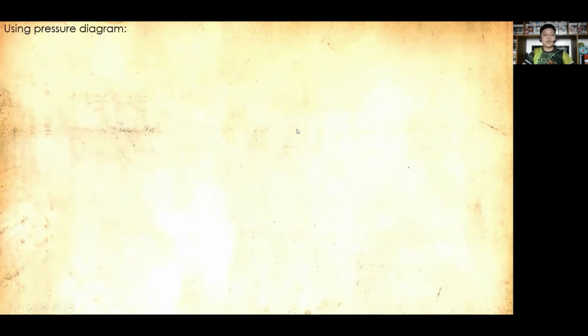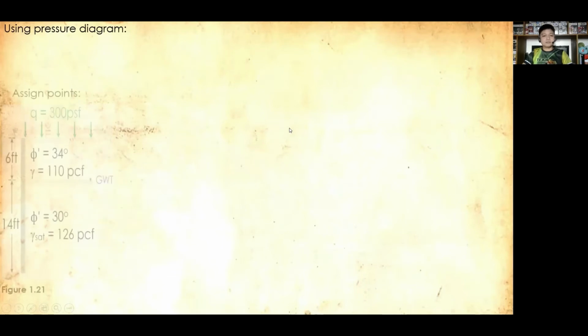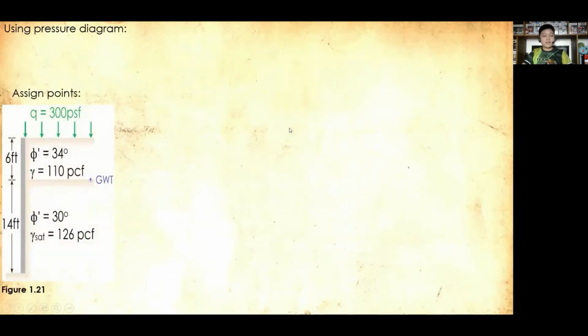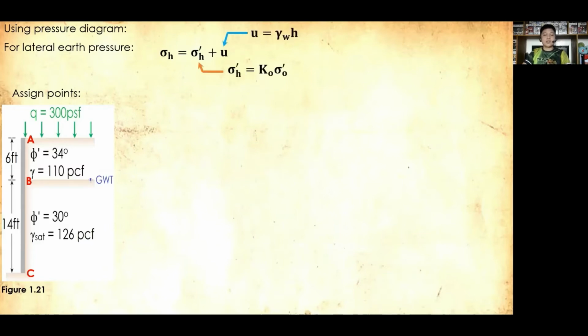Okay, so using now the pressure diagram, assigning now the different points starting at the very top of the slope, that will be our point A. At the interface of our two different layers, our point B, and at the base, that is point C. Okay, so for our earth pressure, the sigma H or the total is equal to the effective, the sigma H prime, plus our pore water pressure U.